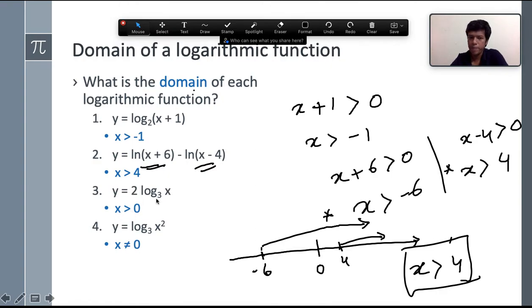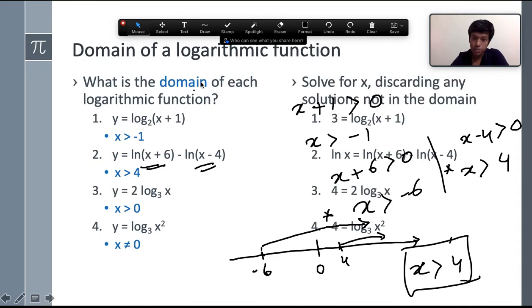As you know, this is the definition of the logarithmic function. This 2 is just a number which we will multiply with whatever value we get here. This is log 3 base x squared. Interestingly, this one is different. This is only x cannot be equal to 0. The reason is where you have x squared, there you can put a negative number inside the x, because this x squared thing makes it positive.